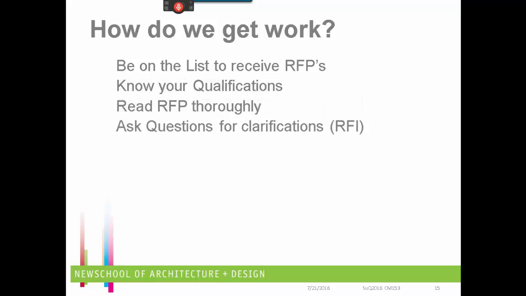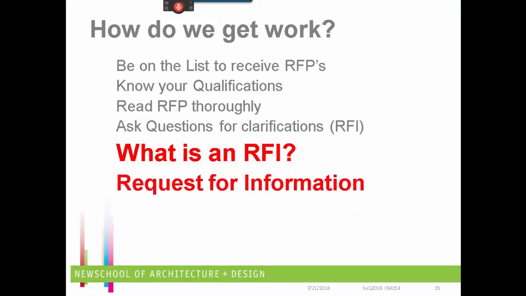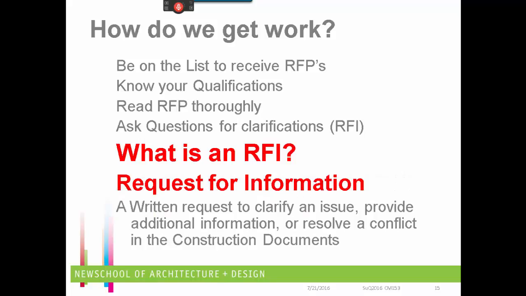An RFI is a specific form that is used to create a request for information. And during the bidding process, and also during the construction process, when there is a concern or a conflict, there is a need to submit an RFI. An RFI is a written request to clarify an issue, provide additional information, and resolve a conflict in the construction document. So RFIs are submitted to the designer, whether it's through the construction manager or directly to the architect. The architect will issue an RFI response, and that response will help us to get the clarifications that we need.